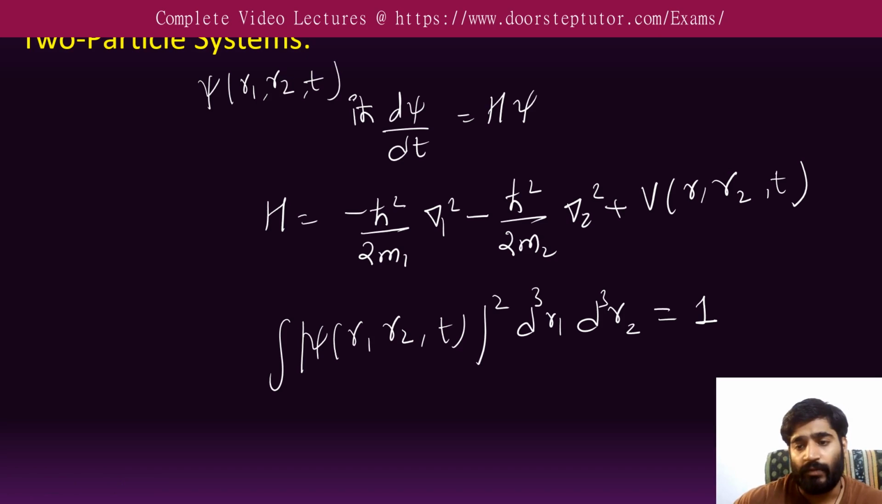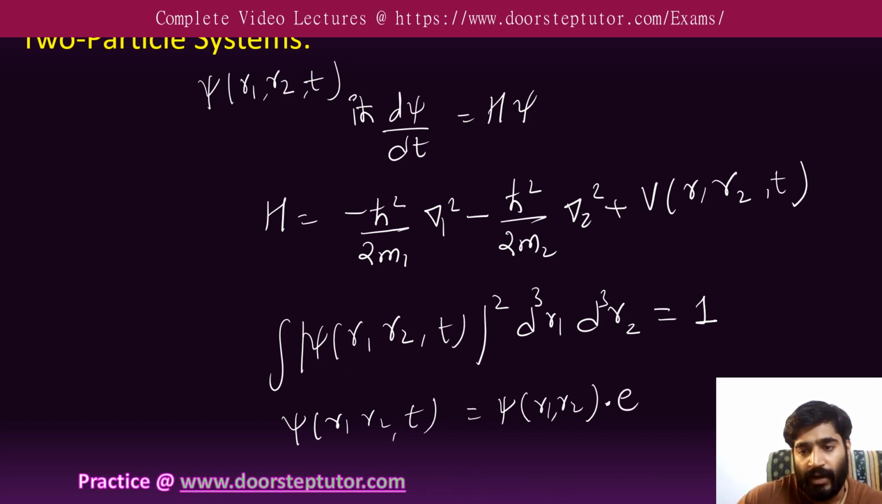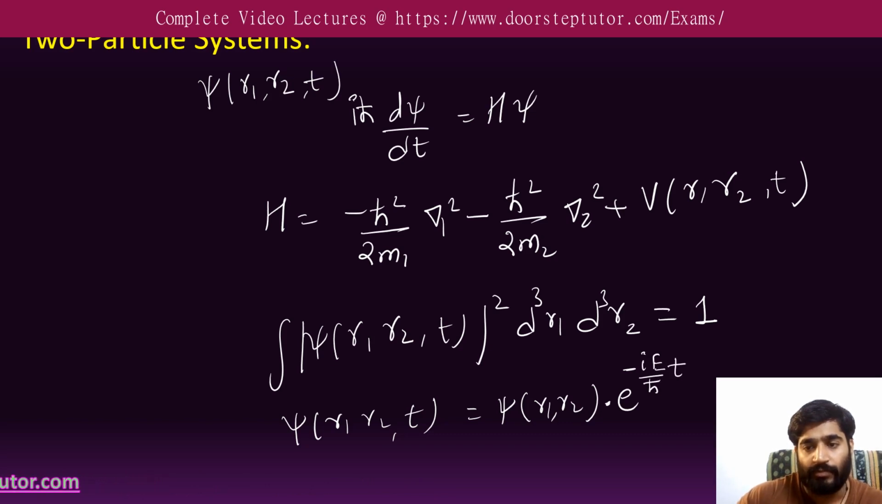Now if I want to find the function as of time t, so it's psi of r1, r2, time t, which is equal to psi for r1 r2, and for time it is e to the power minus i E by h cut into t. This is the way we can find the function with respect to time.